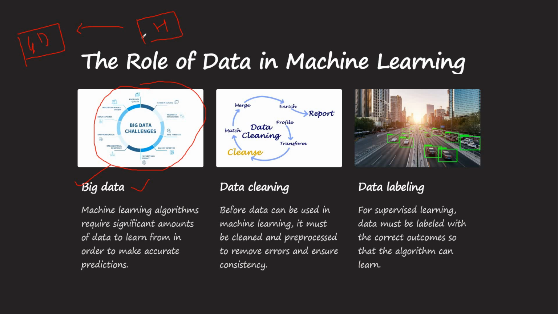Now what it is saying is that machine learning algorithms require significant amounts of data to learn from in order to make accurate predictions. Why is it saying a large amount of data? Because it is not saying large amount, it is saying significant amount. So if I say significant amount, what does this mean?